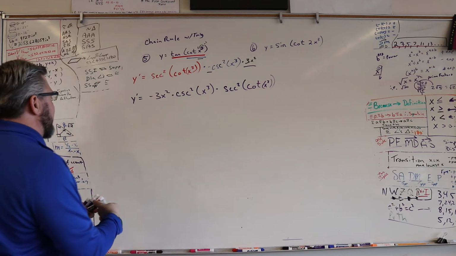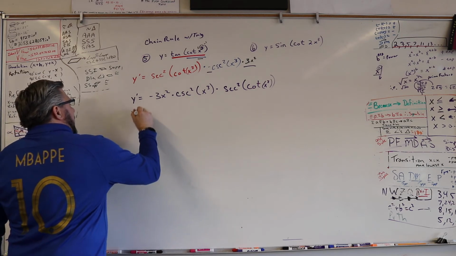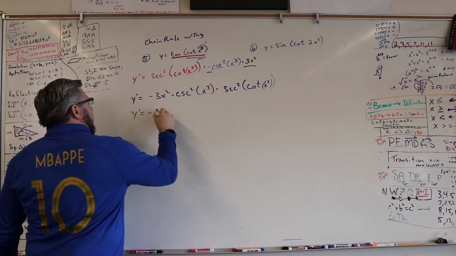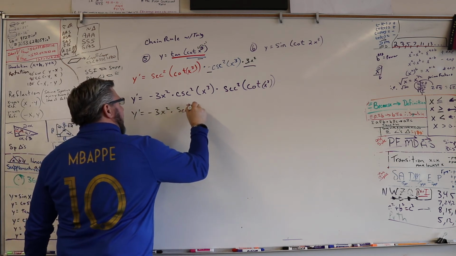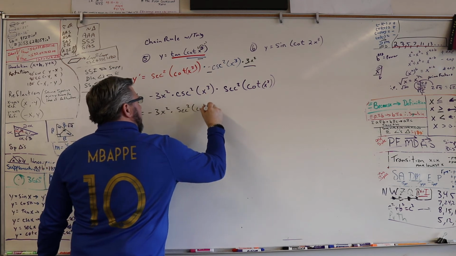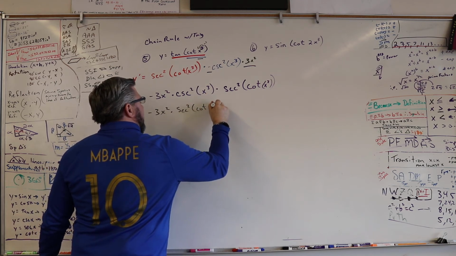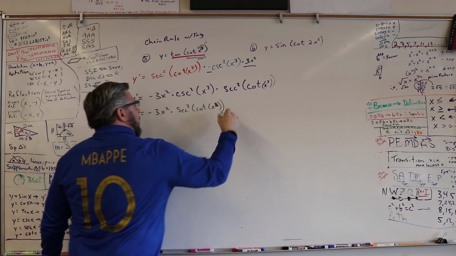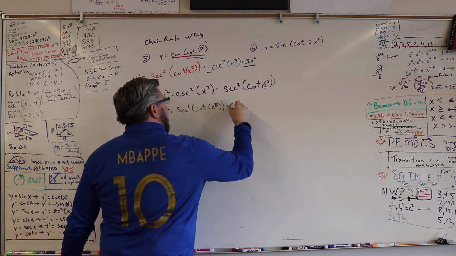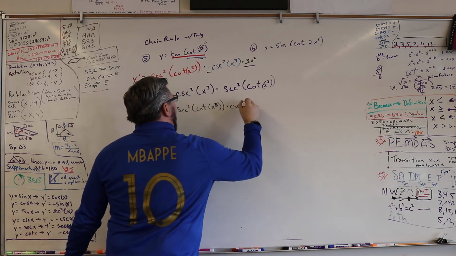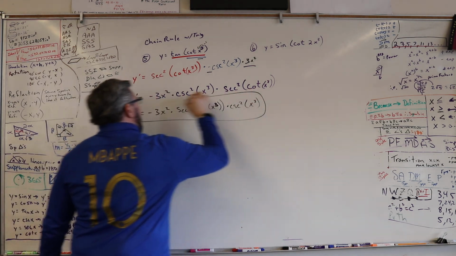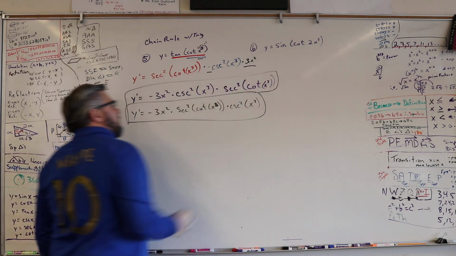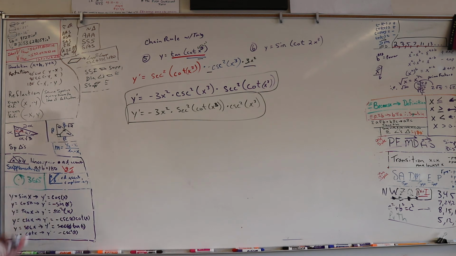So the way the book has it written is that y prime is equal to negative 3x squared times the secant squared of cotangent x cubed times the cosecant squared of x cubed. Okay. So either way, I would accept it because they're both correct. All right, now let's take a look at sine.